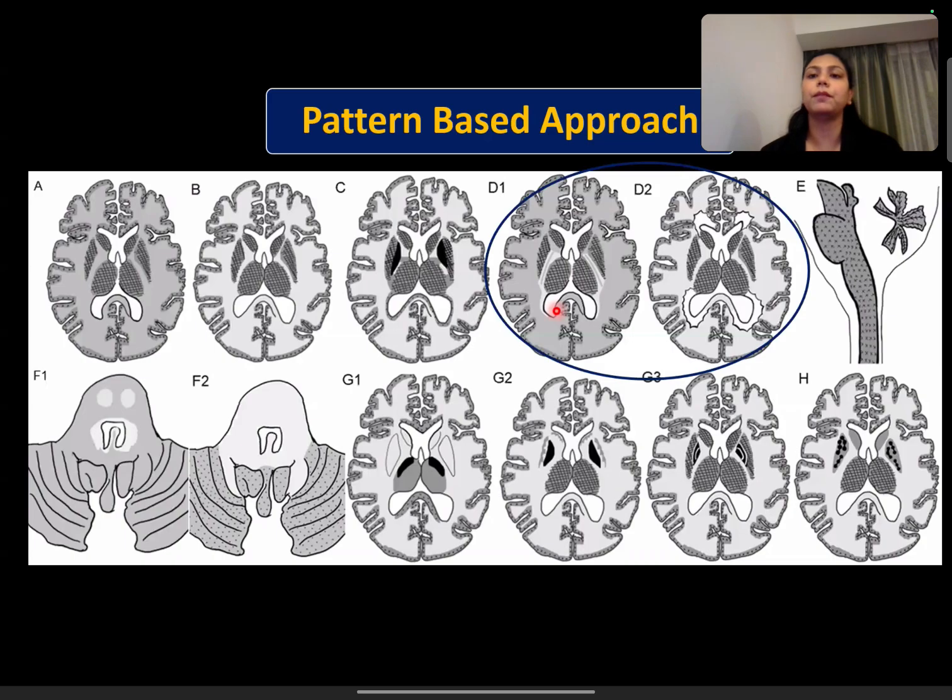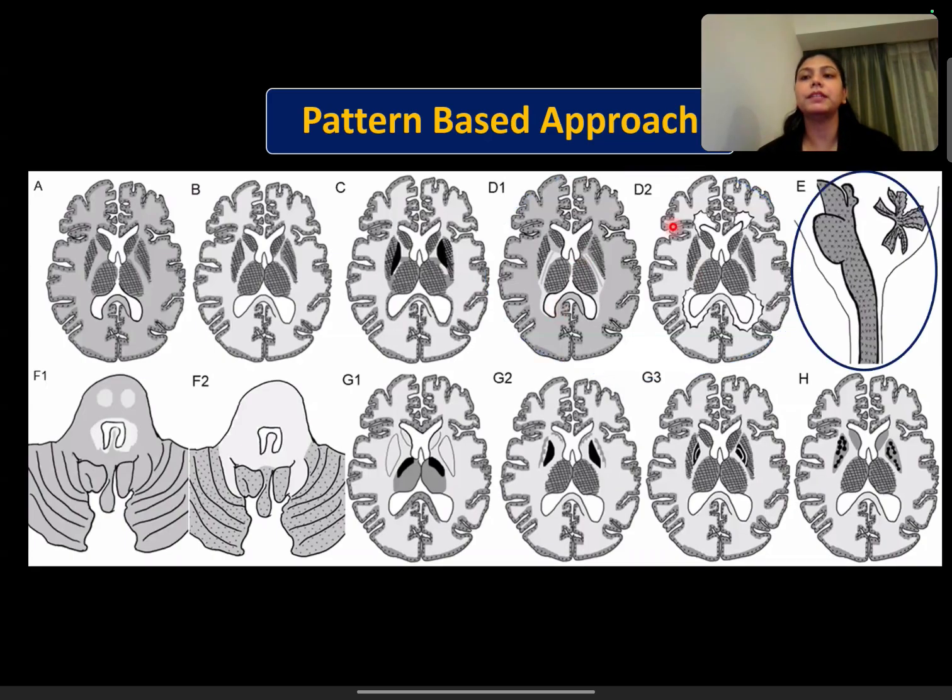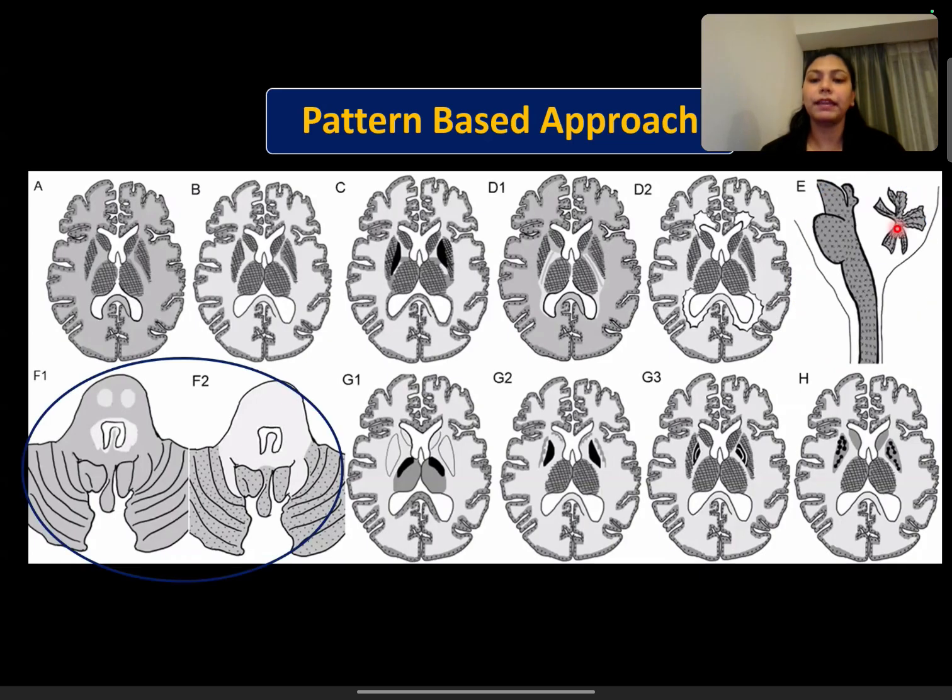Then apart from the pattern of white matter involvement, we can have a classification based upon what other organs, what other brain structures are involved. For example, there can be hypomyelination with cerebellar atrophy, there can be hypomyelination with brainstem involvement, and there can be hypomyelination with T2 hypointense thalamus.